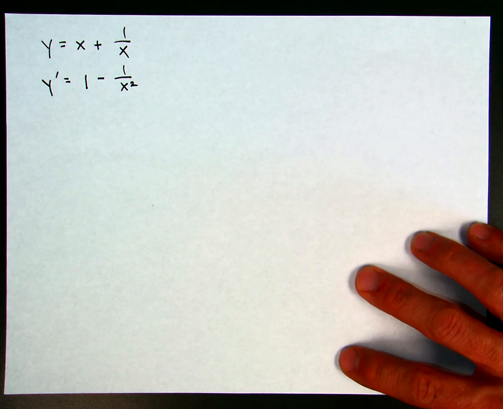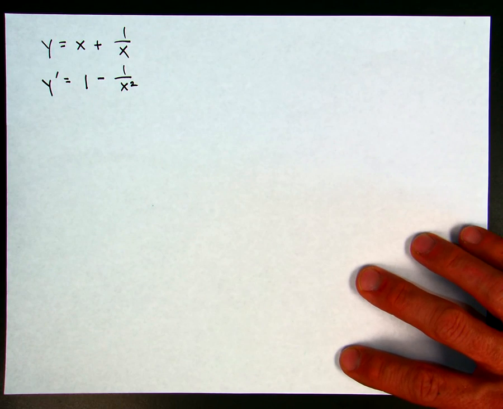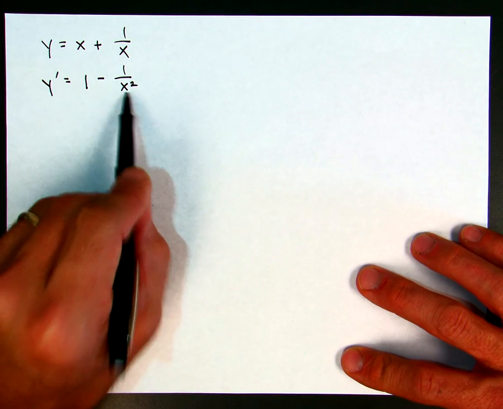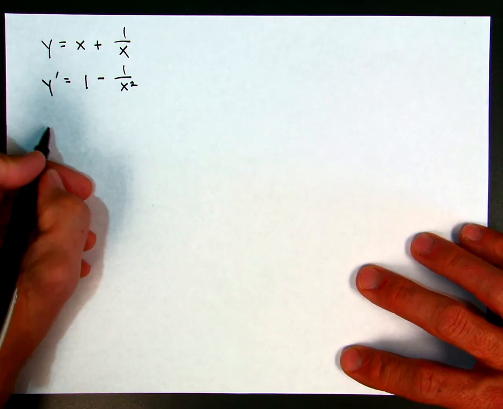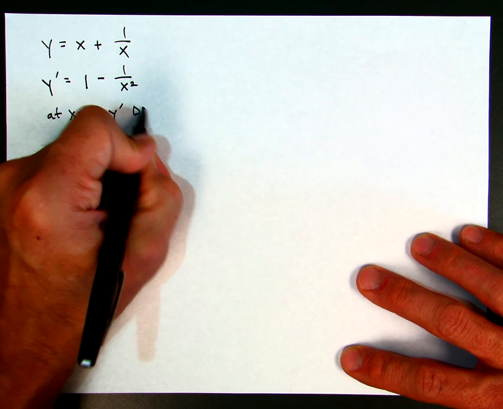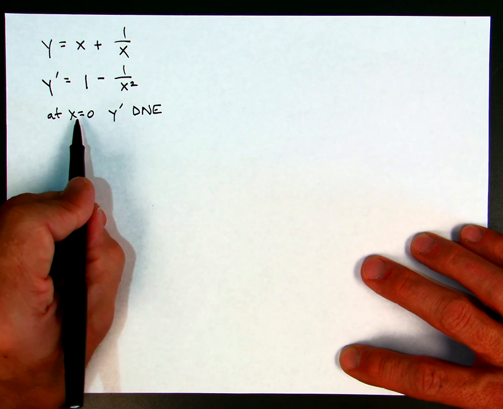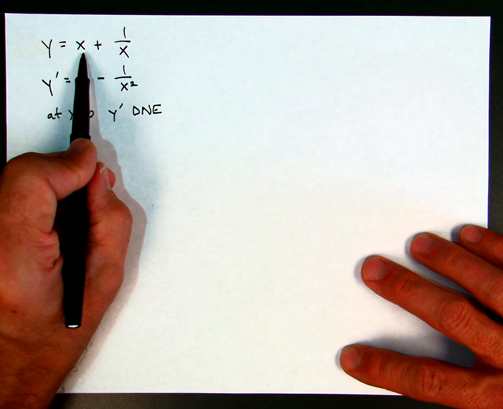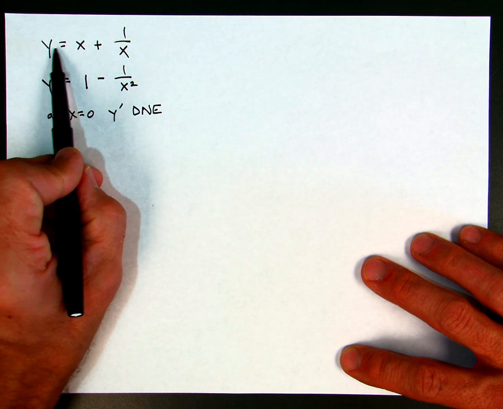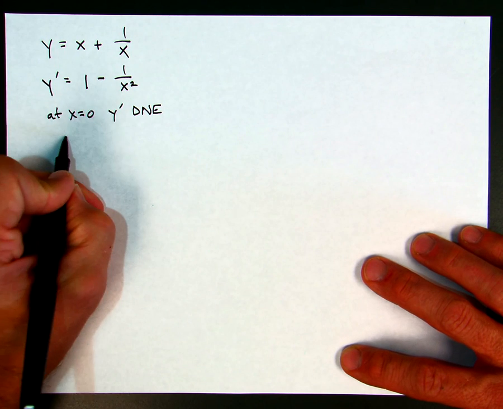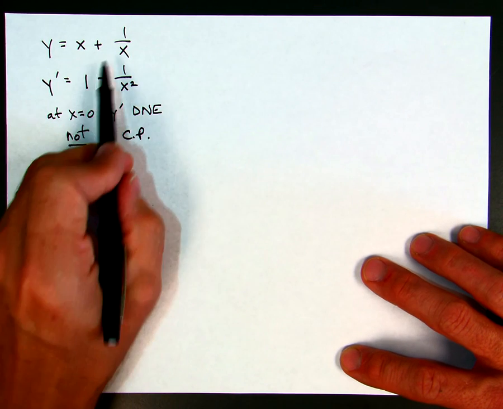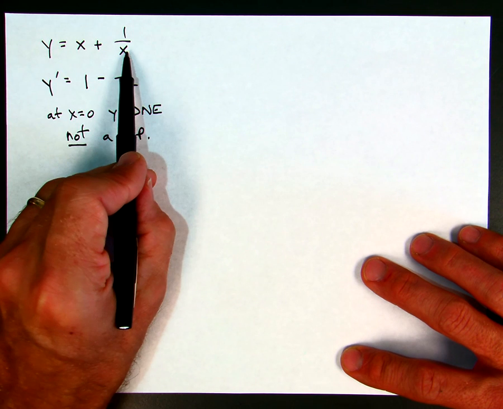Remember, the first thing to do, as opposed to setting it equal to 0, is to look at what you have and see if there's any place where the derivative is undefined. We can see that at x equals 0, y prime does not exist. But for it to be a critical point, it has to be in the domain of the original function, and at x equals 0 the function is undefined. So this is not a critical point. It's just a point of discontinuity, because the function is undefined at 0.